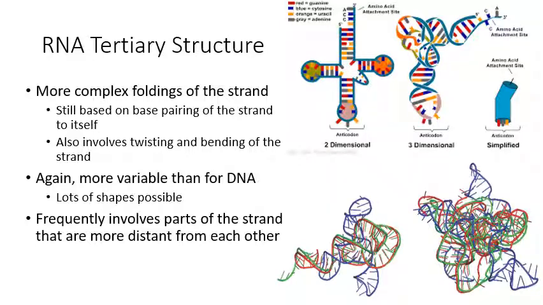DNA would not be able to do all those different functions because it doesn't make a lot of different shapes. It only makes just those few stereotypical shapes. RNA has a lot of possibilities for the shape, which lets it function in a lot of different roles.